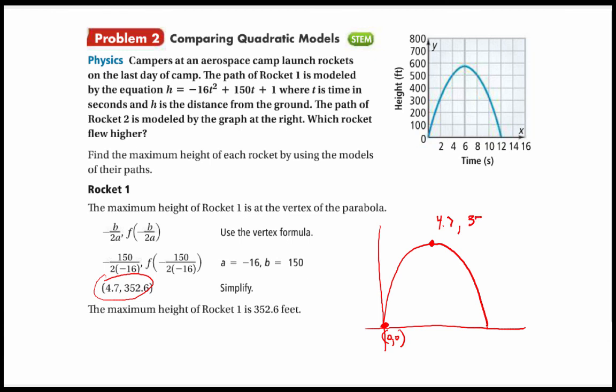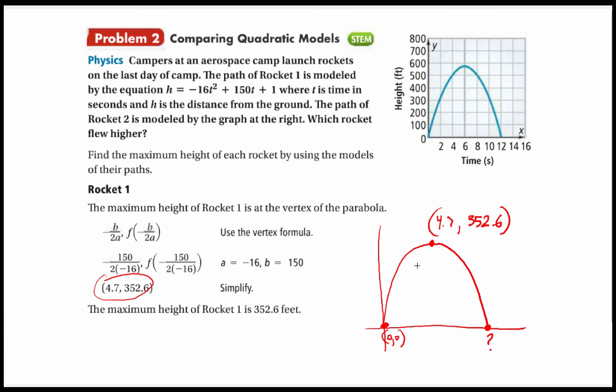352.6. And we want to know what's that x-coordinate. If we can find that x-coordinate, that's what we need to answer the question and compare to rocket 2, right? So how do we determine that?